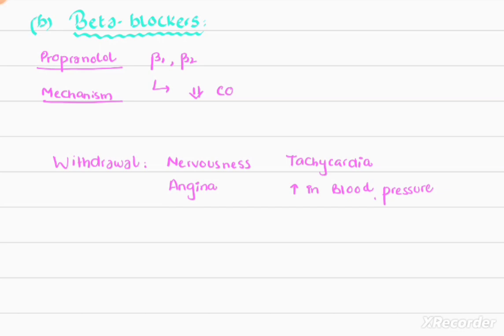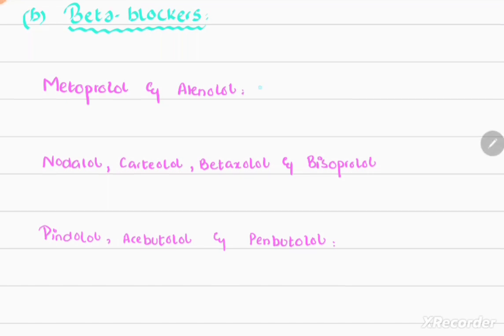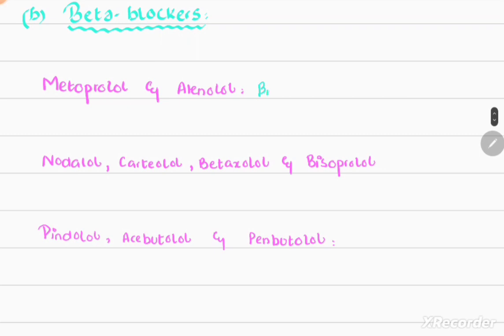We have some cardioselective beta blockers as well. Metoprolol and atenolol are cardioselective, which means that they will act on the beta 1 receptors only. They will not interact with the beta 2 receptors, and they are the most widely used beta blockers in the treatment of hypertension, both metoprolol and atenolol.